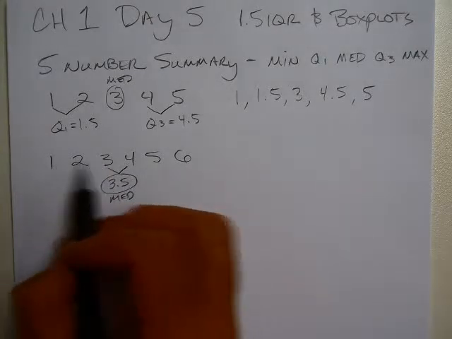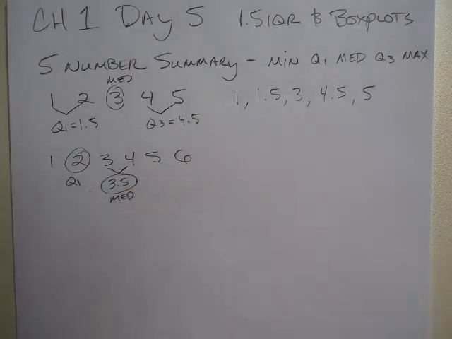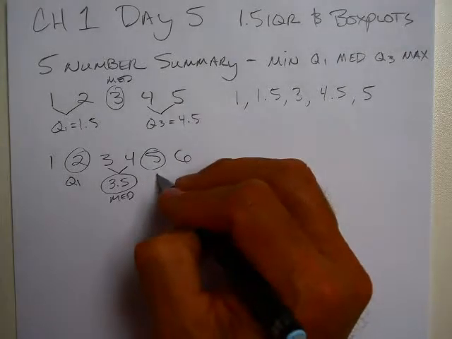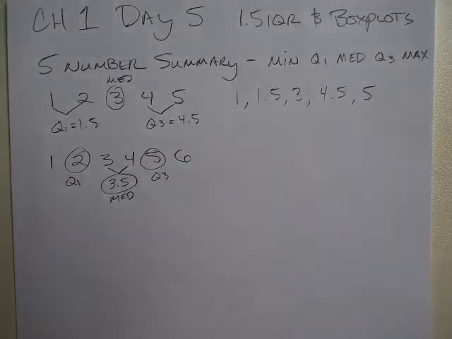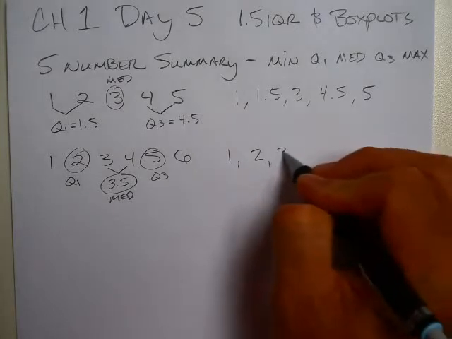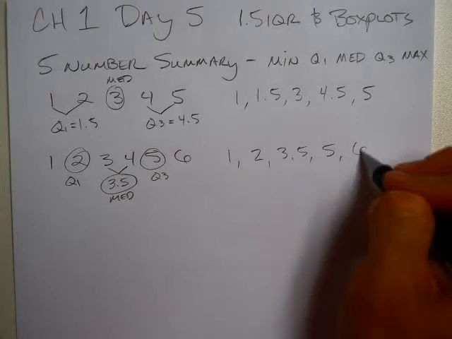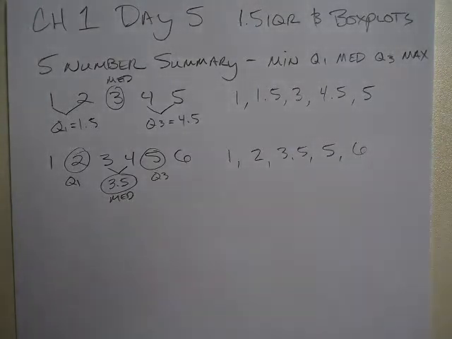So what's halfway between these guys? Well, that's going to be 2. This is my quartile 1, so I don't have to average there. And I've got the 5 here. This is my quartile 3. That's the middle one of the 4, 5, and 6. So then 1, 2, 3.5, 5, and 6 would be my 5-number summary.